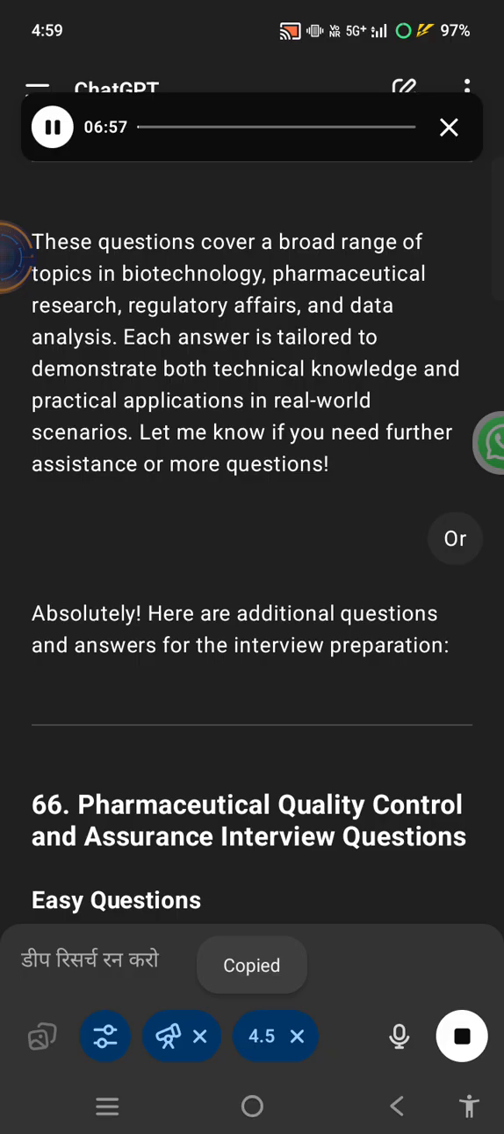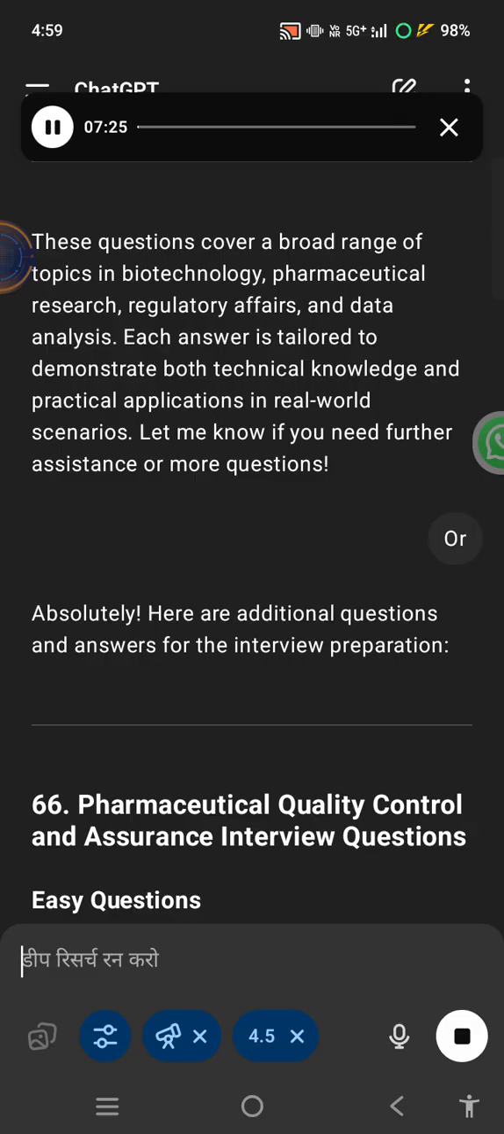44. Describe a time when you had to troubleshoot a production issue that was impacting product quality. How did you resolve it? Answer. In a production run, we discovered that one batch of tablets was underweight due to a malfunction in the granulation equipment. I worked with the maintenance team to identify the issue, recalibrated the machine, and ensured quality control measures were followed to prevent future discrepancies.